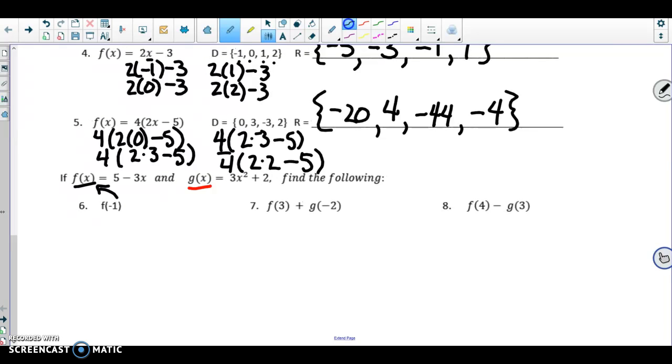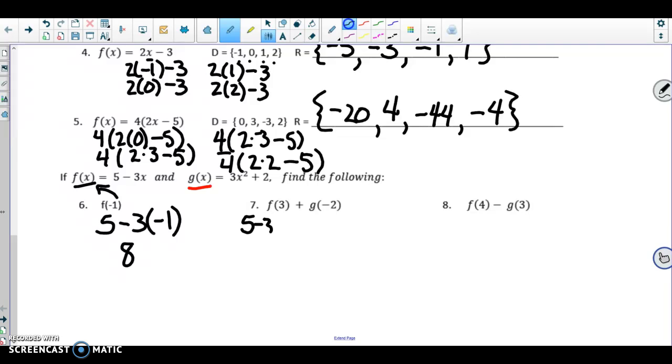So 5 minus 3 times -1. Well, the 3 times -1 is -3, but it's minus -3, or the other way we could look at that is just -3 times -1, which is going to be a +3. So 5 plus 3 is what it actually ends up being. So we end up with 8. Okay. f of 3, so again, I'm plugging it into that first function. So I'm going to have 5 minus 3 times 3, or that's going to be 9. So 5 minus 9, which is going to be -4. So my first part here is -4.